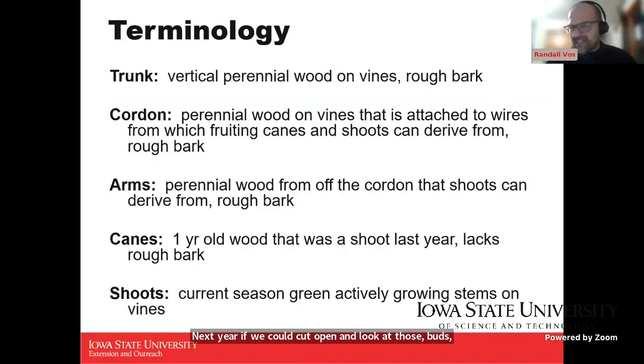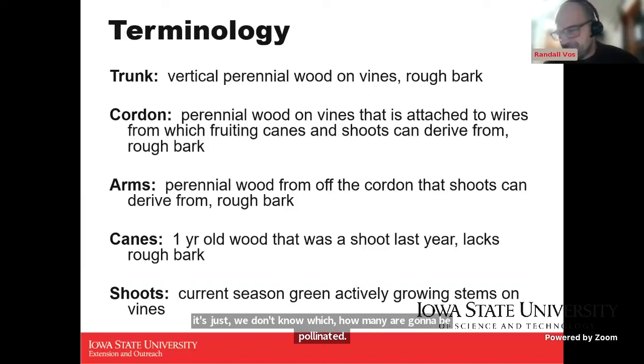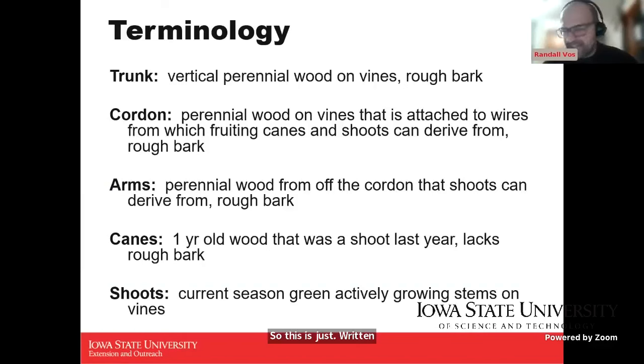So this is just a written description of these terms. The trunk is the vertical wood that's old. The cordon is the perennial wood that's horizontal, usually on a trellis. Arms are wood older than a year coming off the cordon. Canes are 1-year-old wood that was a shoot last year, and it's got a smooth bark, so you can tell it apart really easily actually.